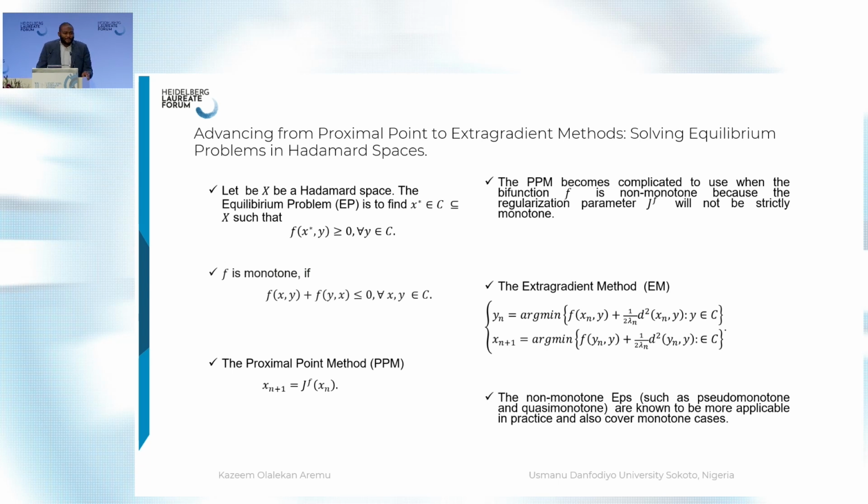For wider applications in real life for the equilibrium problem, the proximal point algorithm seems not sufficient to cover those instances. So there is need for a more robust algorithm, which is the extra gradient method, which you have there. This two-step algorithm is the extra gradient method. This extra gradient method can actually solve non-monotone equilibrium problems, for instance the pseudo-monotone and the quasi-monotone problems, with good convergence rate.